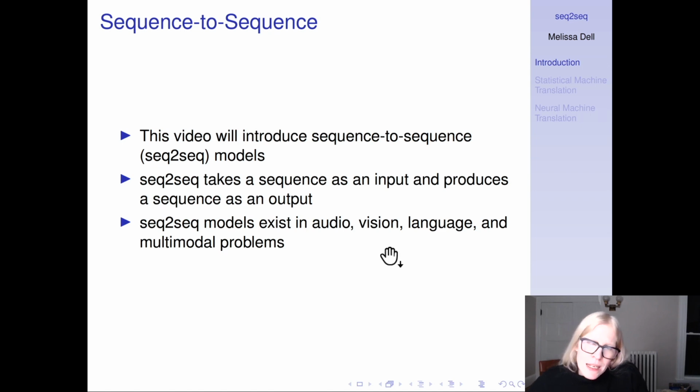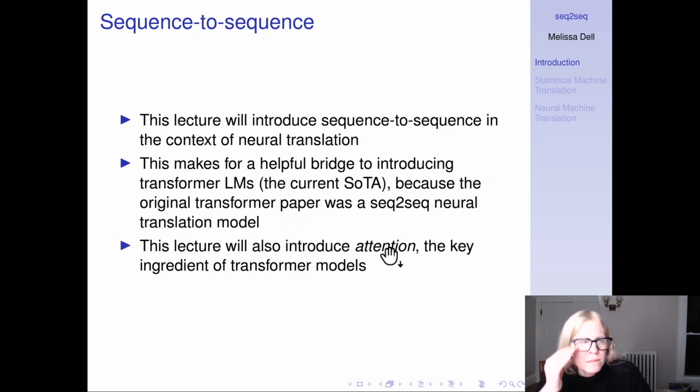Sequence-to-sequence models take a sequence as an input and produce a sequence as an output. And they exist in all sorts of problems: audio, vision, language, and multimodal. And so you're going to see sequence-to-sequence models crop up across the course, and what can be their advantages and disadvantages and what sorts of tasks they may be most suited to.